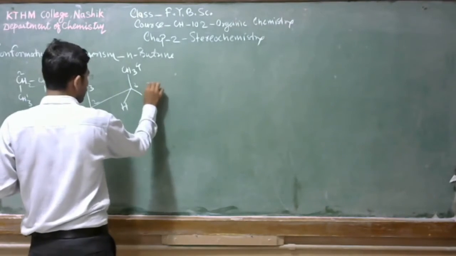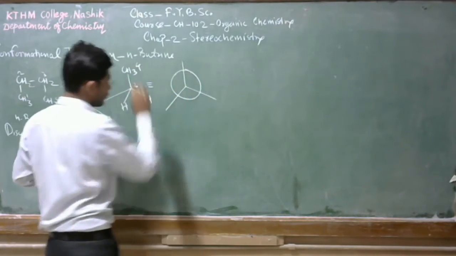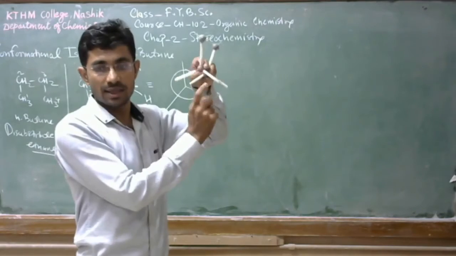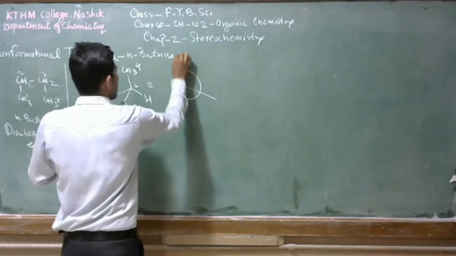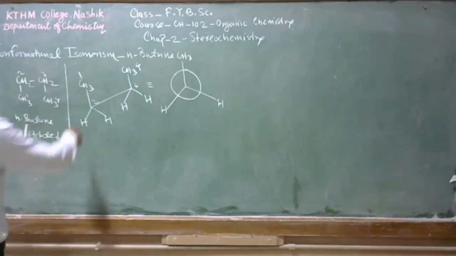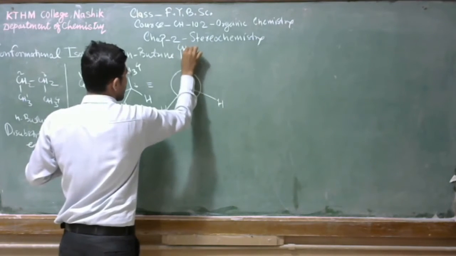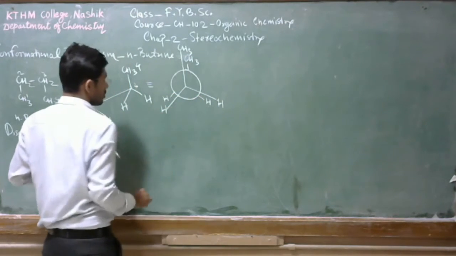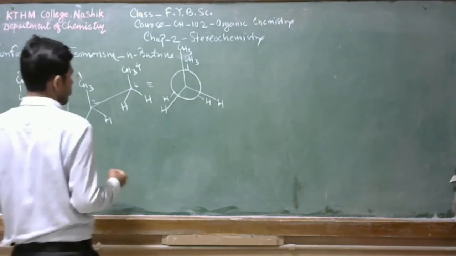This same molecule we can write in Newman projection formula. Suppose carbon number 2 is the front carbon and carbon number 3 is the rear carbon. The front carbon has the groups CH3, H and H, and the rear carbon also has groups like methyl, H and H. So we can write this kind of Newman projection formula for the n-butane molecule.